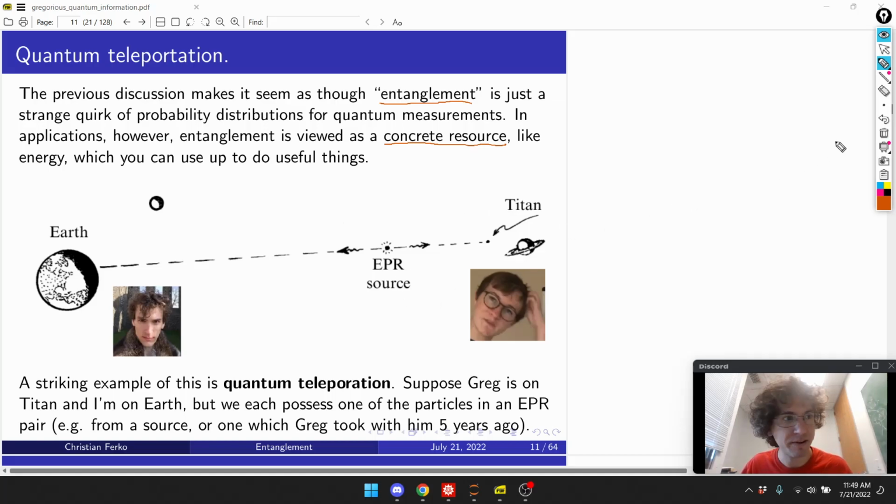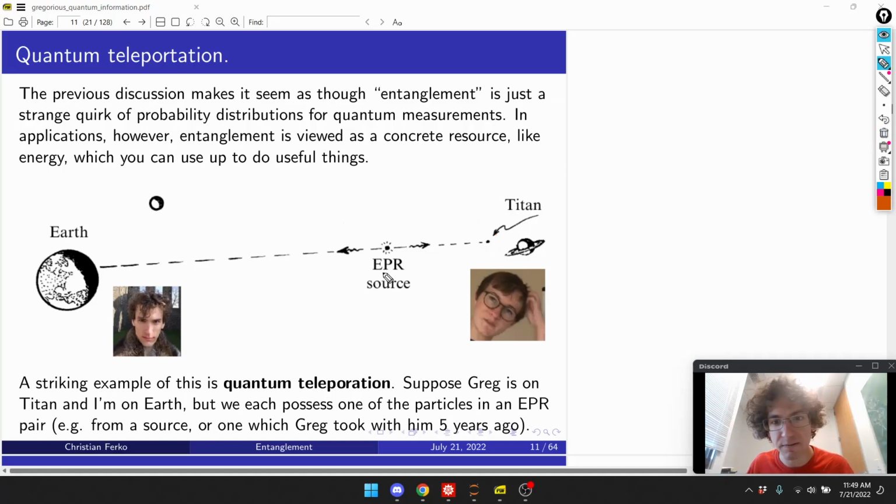So let's think of another setup. Suppose that Greg is taking a vacation and he's going to holiday on Titan, which is one of Saturn's moons. So he goes off to Titan. I stay on Earth. And suppose that by whatever mechanism you like, Greg and I each have one of the two particles in one of these entangled pairs, just like the electron and positron in the previous example that came from a pion decay. So it doesn't matter how we got the two.